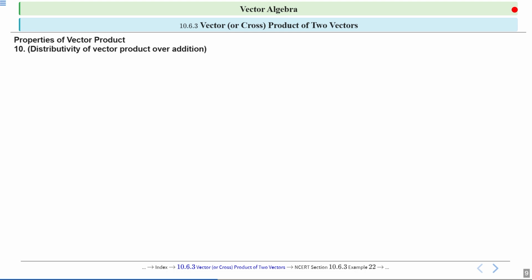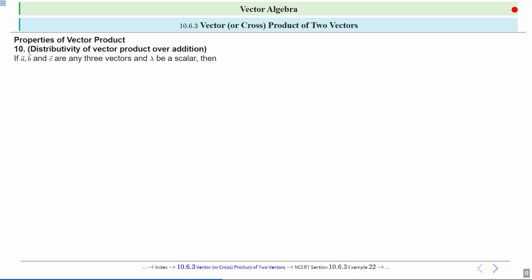So, part 10, distributivity of vector product over addition. Let's look at property number 10, which is distributivity of the vector product over addition. This property tells us how the cross product interacts with vector addition, and it's a key rule when working with multiple vectors at once.